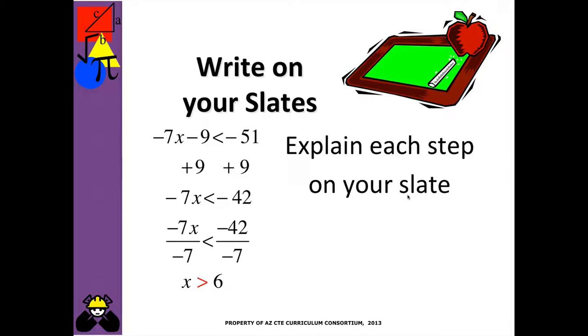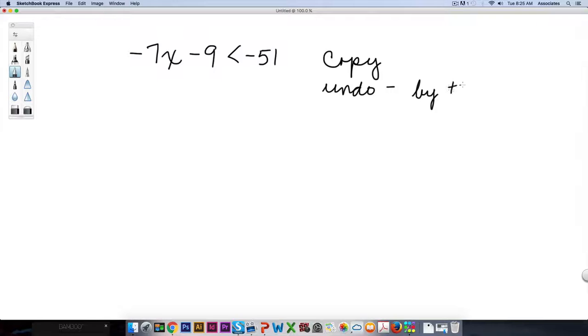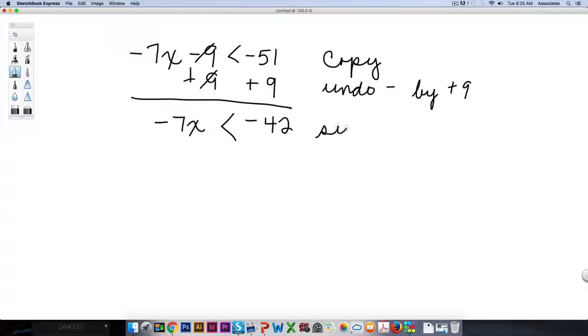Welcome back. Let's go to our slate. Let's put the problem down. Negative 7x minus 9 is less than negative 51. So first step is just to copy down the problem. Now, I need to get the numbers all on one side, so I'm going to get rid of this first because there's no distributing. So I'm going to undo subtraction by adding 9. So I'm going to add 9 to both sides. Then I'm going to say subtracting 9 and adding 9 are inverses. They cancel out, so I get negative 7x. Adding and subtracting never flip the inequality, equals negative 42. So this step is just to simplify.